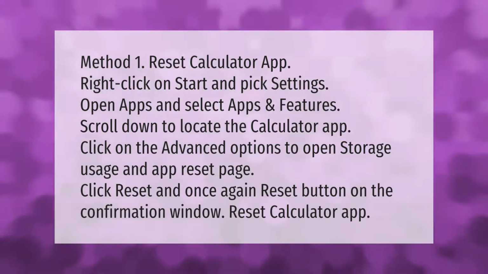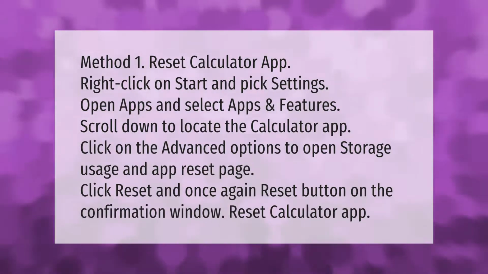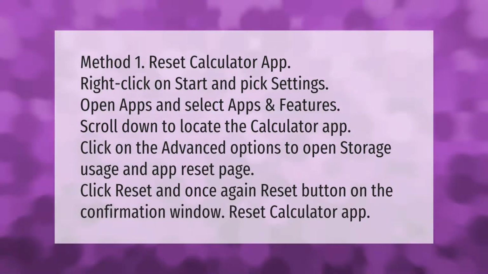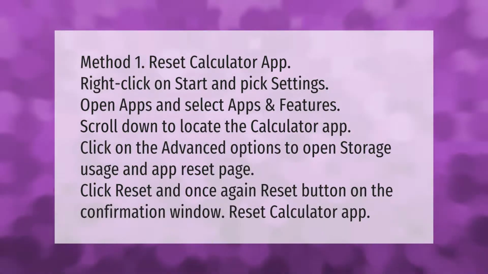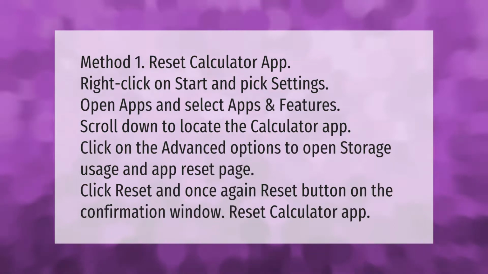Method 1. Reset Calculator app. Right-click on Start and pick Settings. Open Apps and select Apps and Features. Scroll down to locate the Calculator app. Click on the Advanced options to open Storage Usage and App Reset page. Click Reset and once again Reset button on the confirmation window. Reset Calculator app.